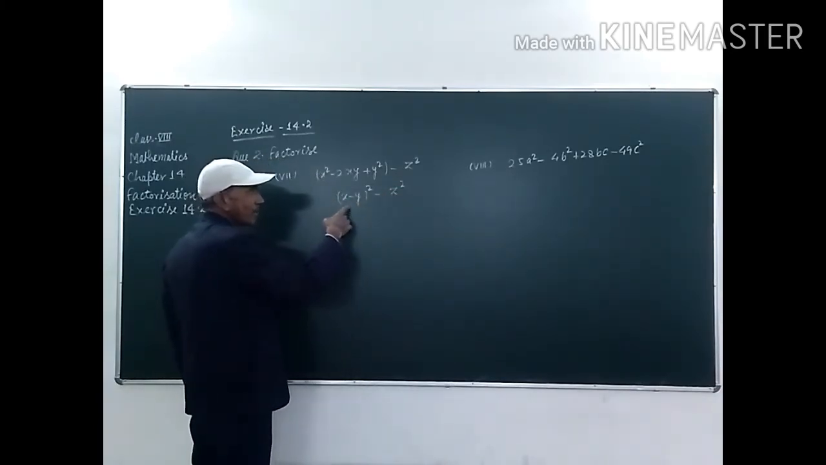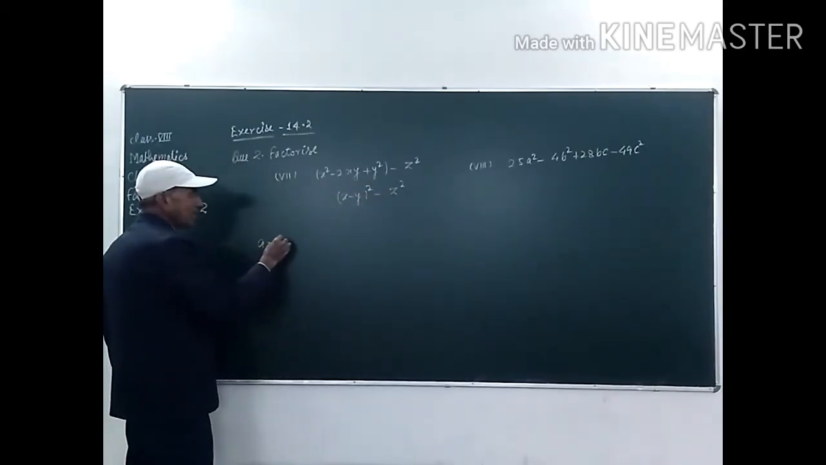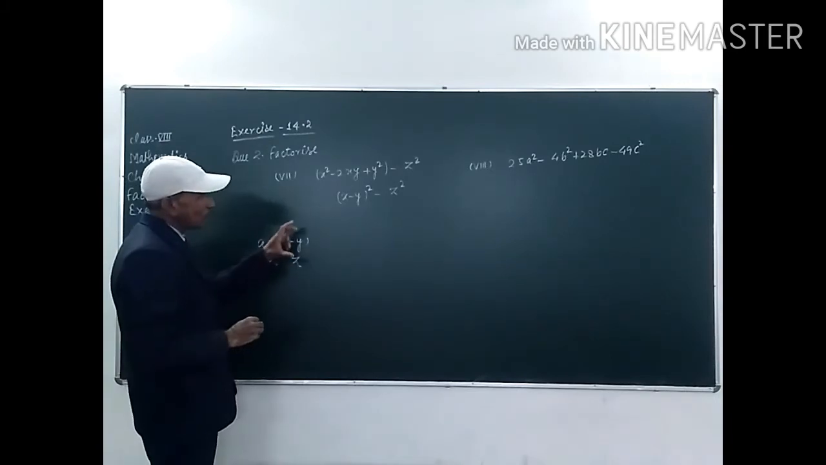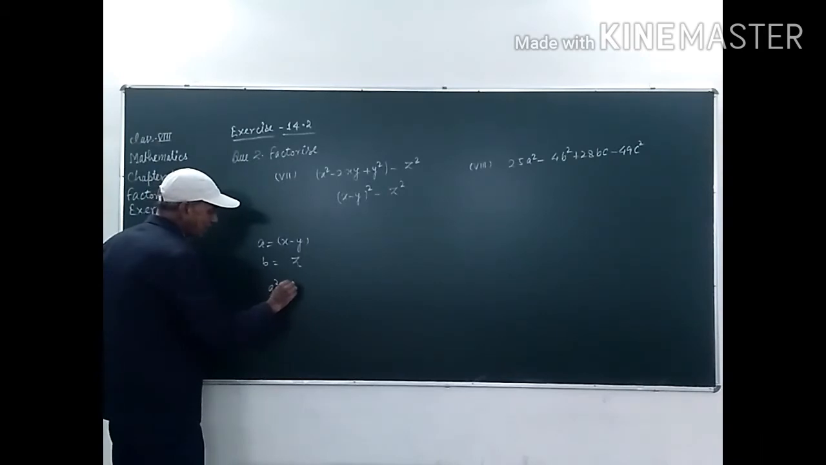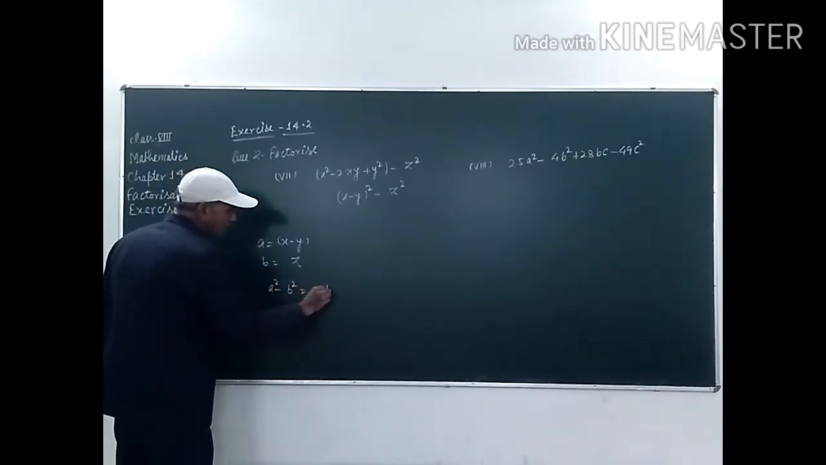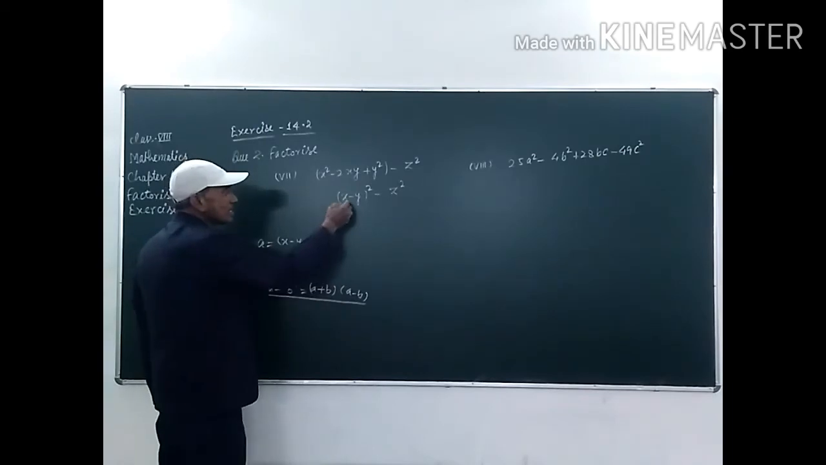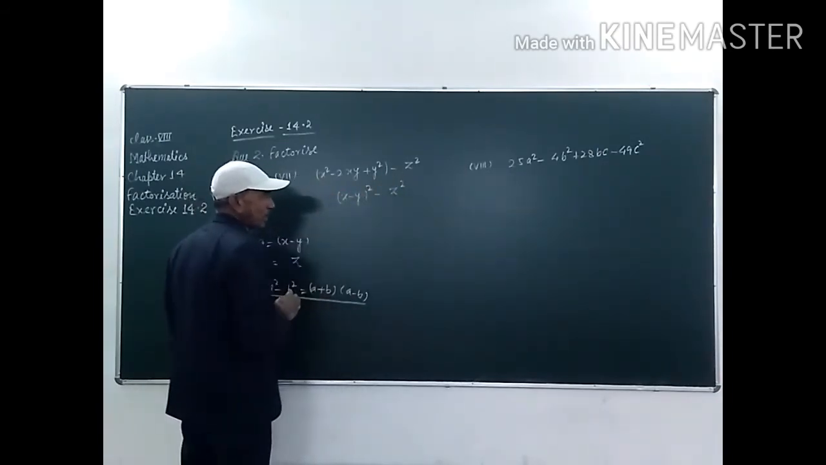Now, it is in the form of a square minus b square. In place of a, there is x minus y, and in place of b, there is z, students. So, we have to use the identity, that is a square minus b square is equal to a plus b into a minus b. We have to use this identity in this, because x minus y whole square is equal to a square and z square is equal to b square.